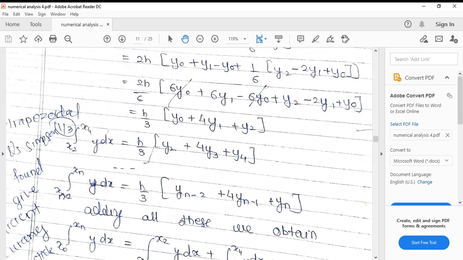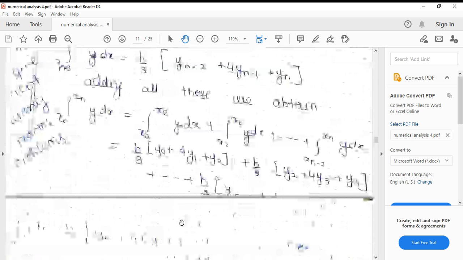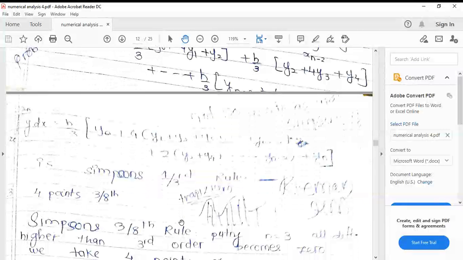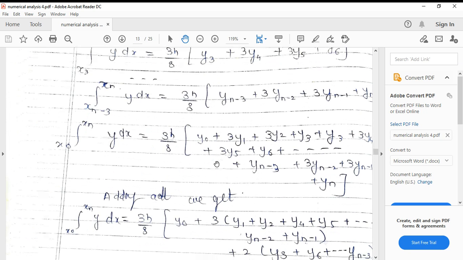Similarly, you can find the next terms, that is x2 to x4, up to xn minus 2 to xn. Combining all those integration formulas, you get the result: h by 3 outside, and inside, the first term is y naught, plus 4 times all the terms having coefficient 4, and all the terms multiplied by 2 are taken in a second bracket, and the last term is yn.